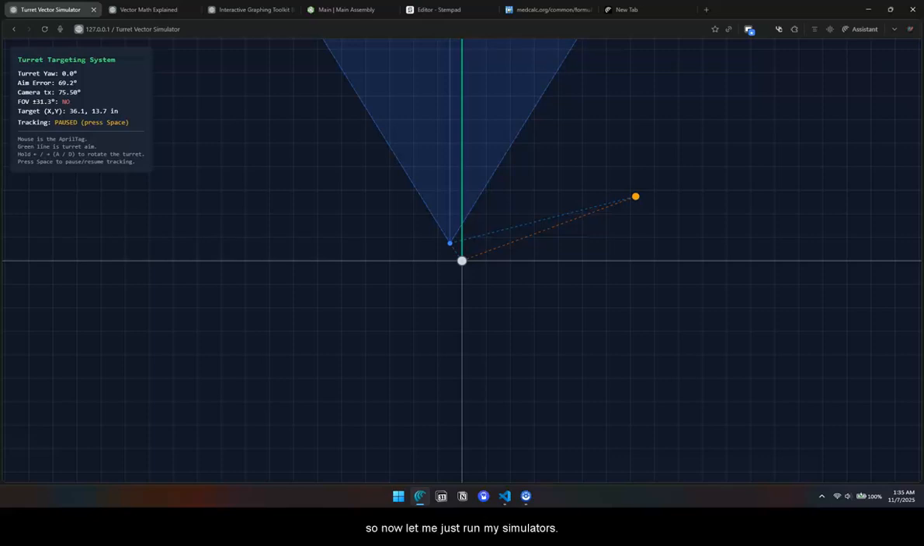Now let me just run my simulator. Right now I am out of the range of what my Limelight can see, so it tells me no, which means it can't see the target. And obviously your turret is still at 0 degrees. And aim error is basically this data.